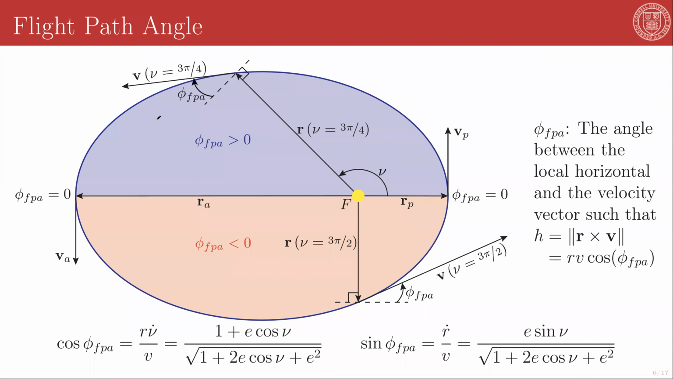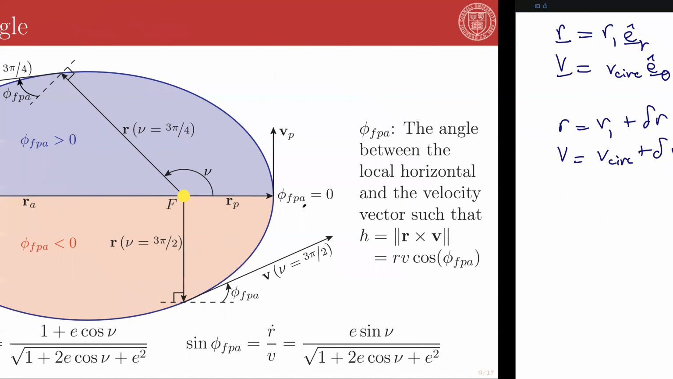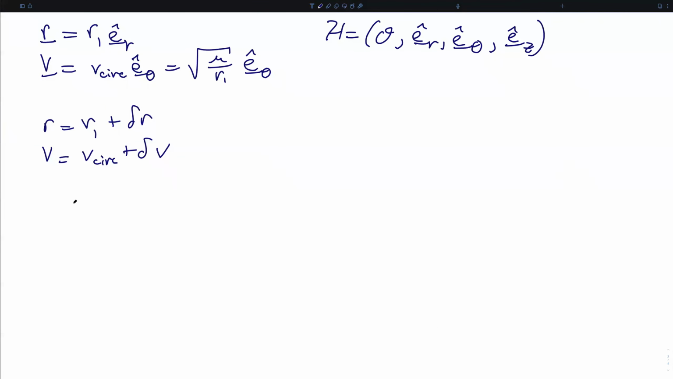This geometry means that the flight path angle is measured slightly differently depending on which side of the orbit you are, but it's always defined in such a way to make this expression consistent, which also leads to these relationships for the cosine and the sine of the flight path angle. In the case of our small perturbation, we are assuming that the flight path angle is also a small quantity. We're going to use this setup in order to analyze the effects of this perturbation on the eccentricity vector of the orbit.